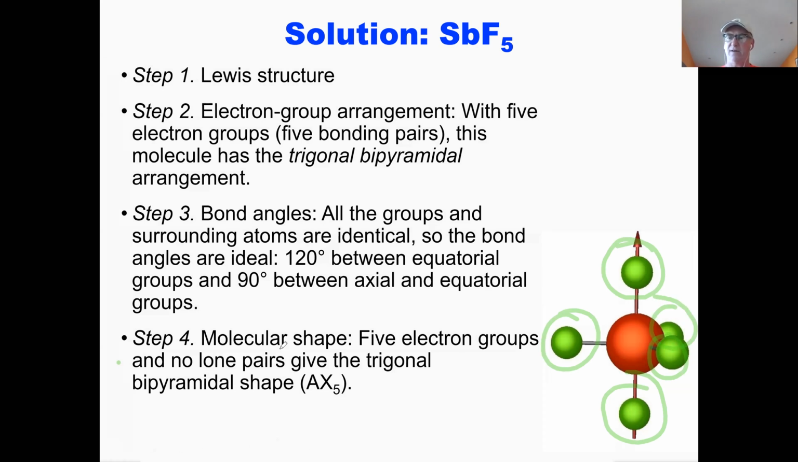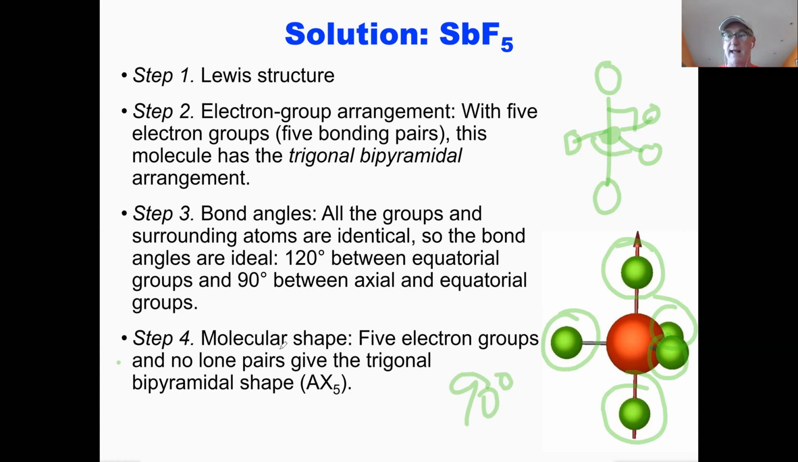So what should the bond angles be between the axial atoms and the equatorial ones? What's this bond angle? 90 degrees. Right. And is it 90 degrees in this particular molecule? I think it should be. It is, because everyone is the same atom. So it's completely symmetrical. So we're going to have 90 degrees between axial and equatorial.